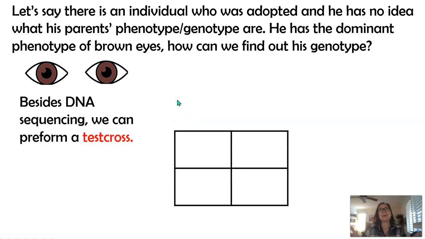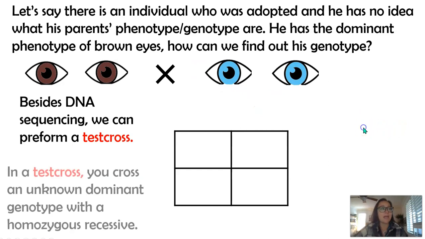Well, nowadays we do have DNA sequencing, like you could do 23andMe and find out if he is homozygous dominant or heterozygous. But if that's not an option, we have what's called a test cross. In a test cross, this is like the definition, you cross a dominant unknown genotype. You can tell they have the dominant trait by looking at their phenotype, but you don't know their genotype. You would cross them with a homozygous recessive. So in a test cross, you cross an unknown dominant genotype with a homozygous recessive.